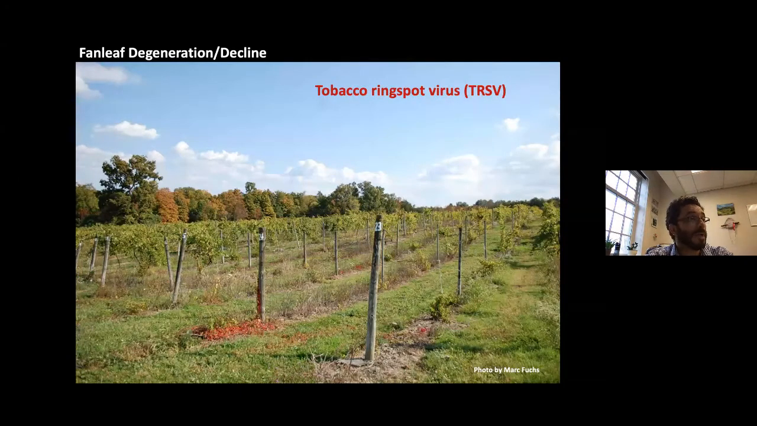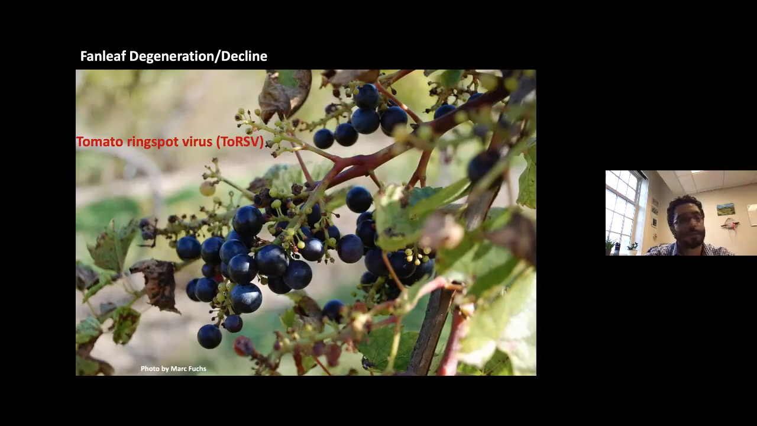This is a field in upstate New York that has been all taken by tobacco ring spot virus. This is a total loss, as you can see in this picture. And this is a picture showing a plant that's infected with tomato ring spot virus. And it's the same problem. We have a reduction in the size of the clusters, the berries, and also abortion of the berries. So it deeply affects the yield and the quality of the final product in the grapes.